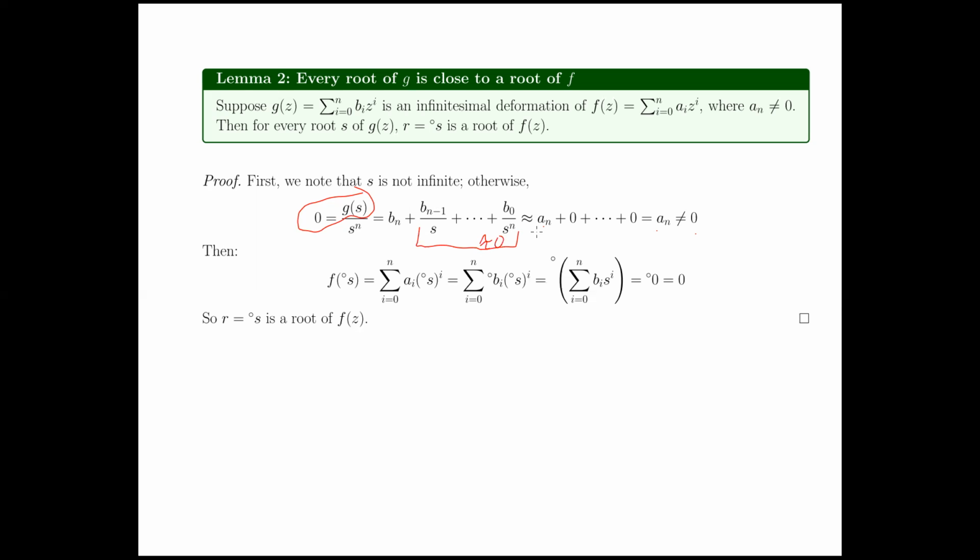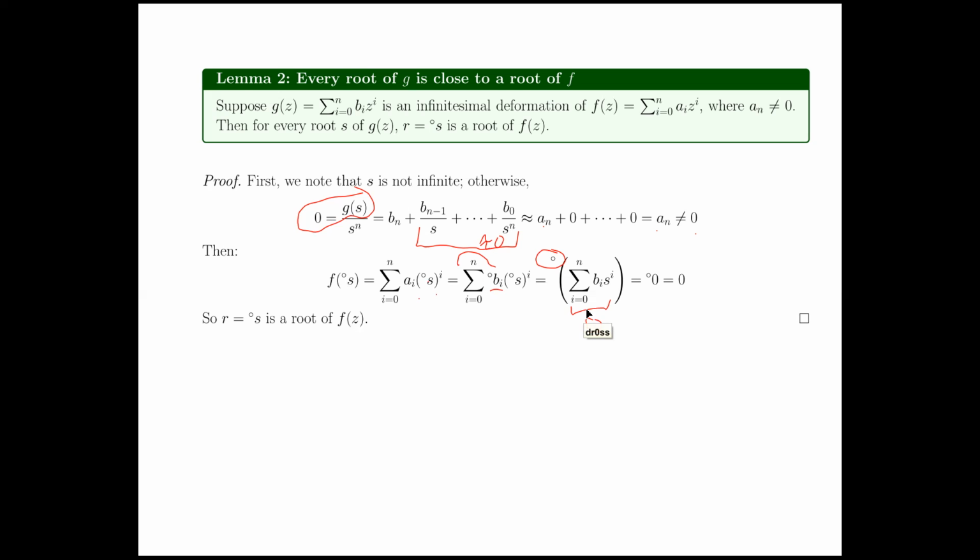So every root is finite, and now we can do exactly the same thing we did on the other line. Again, I cut and pasted from the TeX. I just plug the standard part of the root of G into the formula for F, and then I sort of backtrack and pull the standard parts out, replace a sub i with the standard part of b sub i. And S is a root of G, so that's zero. So the standard part of S is the root of F of Z.